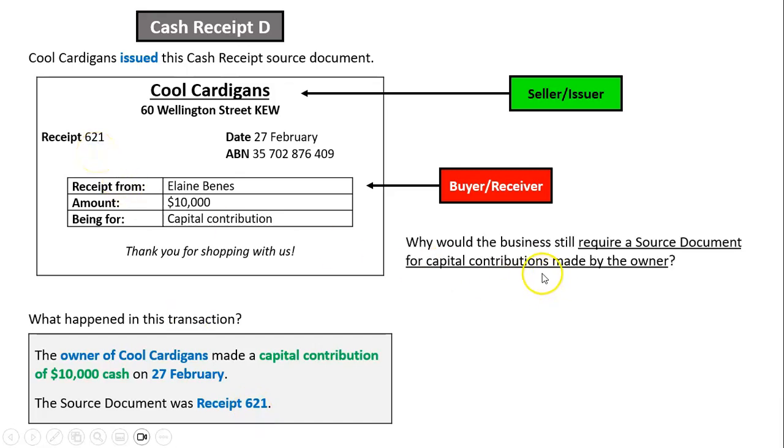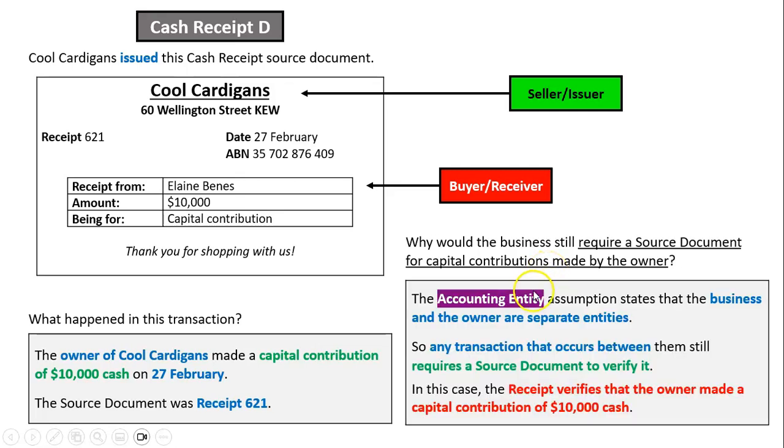Why would we need a source document when the owner makes a capital contribution? Like, we'd already know about the money, right? And just remember, this goes back to the accounting entity assumption, which says the business and the owner are separate entities. So therefore, any transaction that occurs between them still requires a source document to verify it. Because remember, the owner is not the business. They are separate entities. So we still issue this document, and in this case, the receipt verifies that the owner made a capital contribution of $10,000.